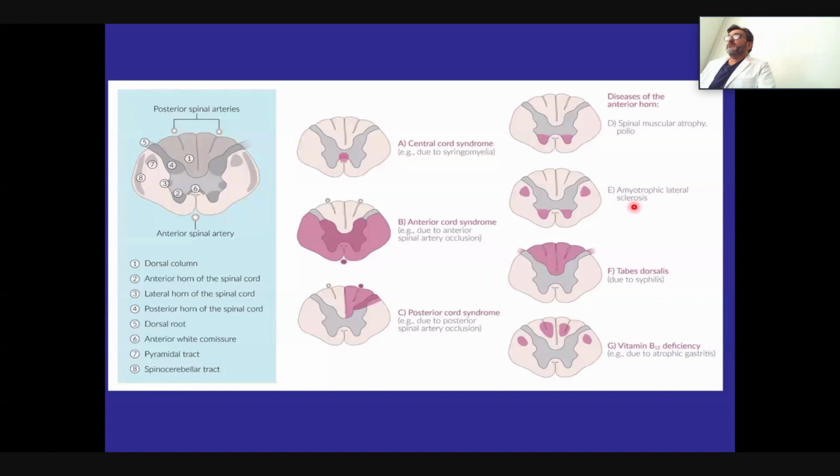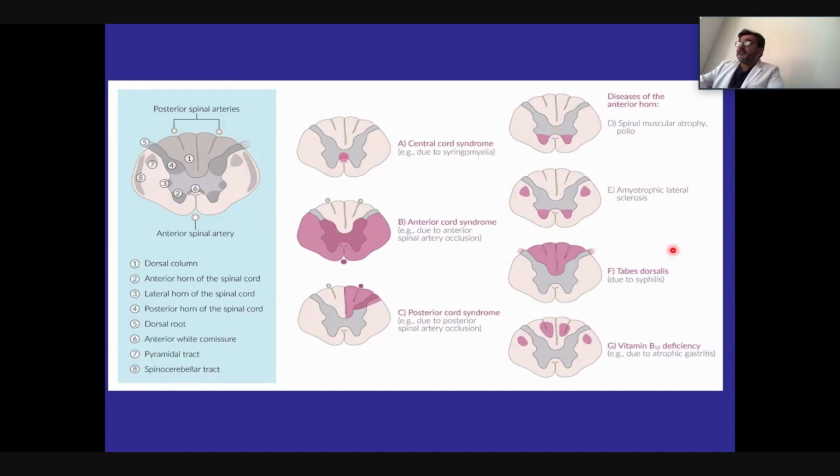It happens because of the superoxide dismutase 1 enzyme mutation. So you need to know about that, because pathology people will keep on asking you about the superoxide dismutase 1 problem with amyotrophic lateral sclerosis. So you keep that in mind.